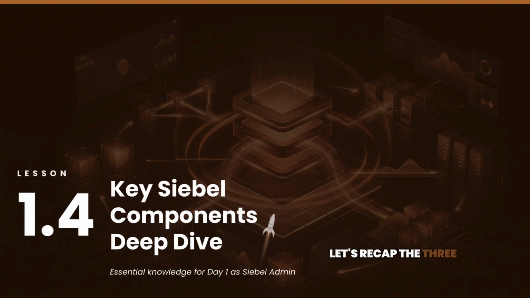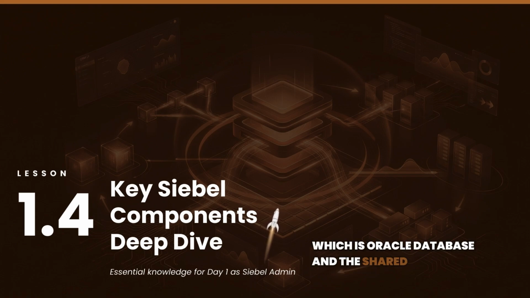Let's recap the 3 tiers. Tier 1, presentation layer: browser, web server, and SWSE. Tier 2, the application layer, which is the gateway server, Siebel server, and object managers. Tier 3, the data layer, which is the Oracle database and the shared file system.